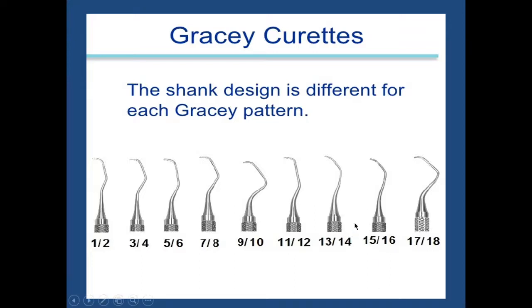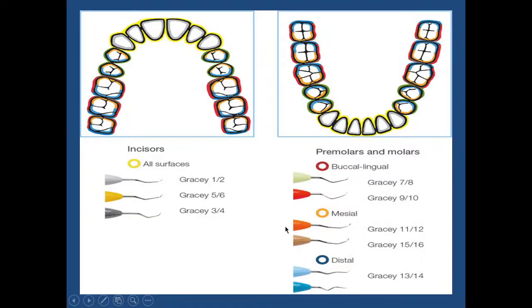But now we turn it to 7 double-sided instruments: 1 and 2, 3 and 4, 5 and 6, 7 and 8, 9 and 10, 11 and 12, and 13 and 14. And by 1990 or 1980, we have modifications: 15 and 16, a modification of 11 and 12, and 17 and 18, a modification of 13 and 14.